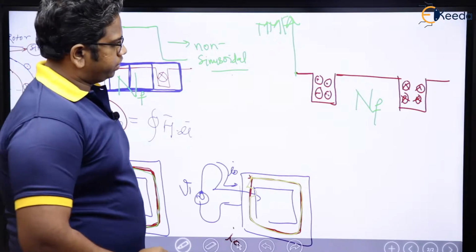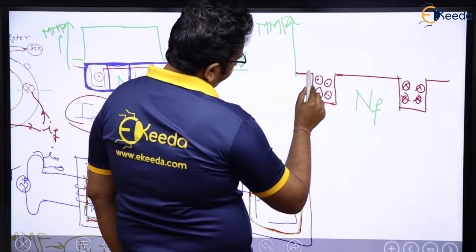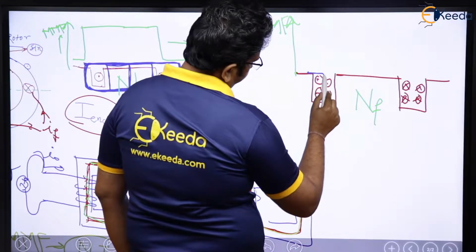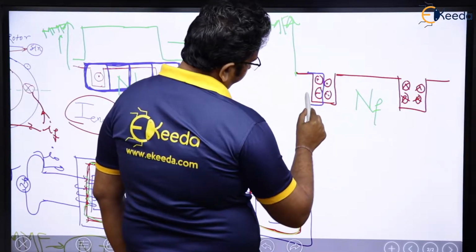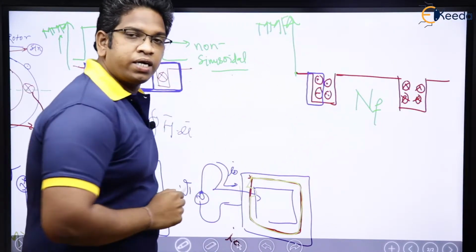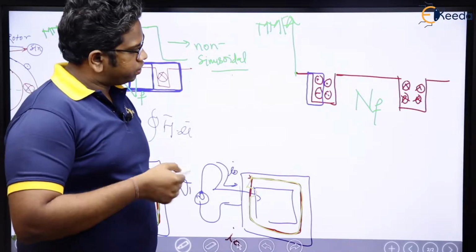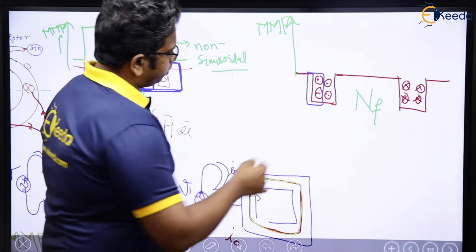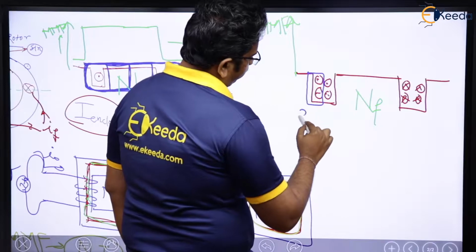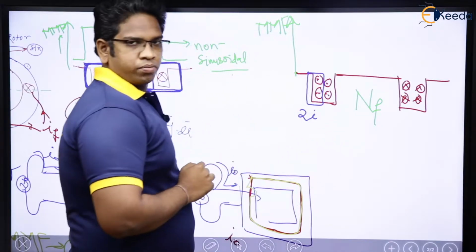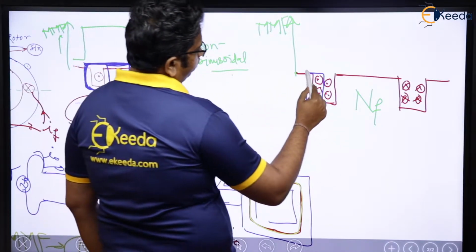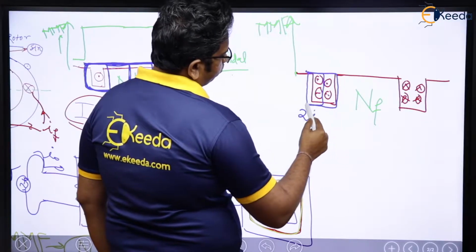See here, focus, very easy. If you think of from here to here, for this area, how much is the I enclosed? Let us say it is I plus I, 2I. Now, from here to here, how much is enclosed?